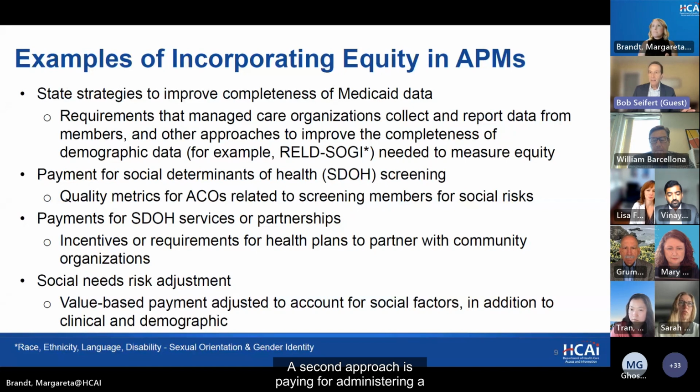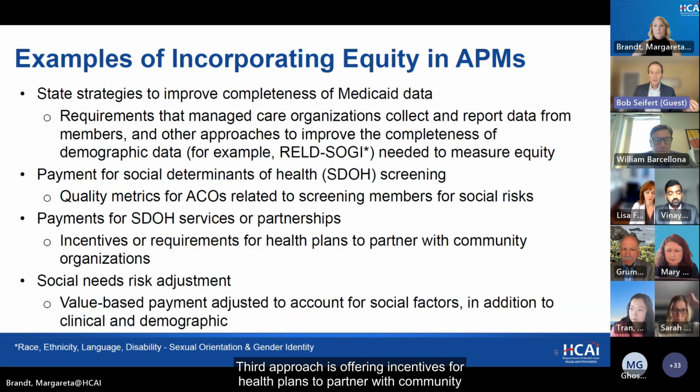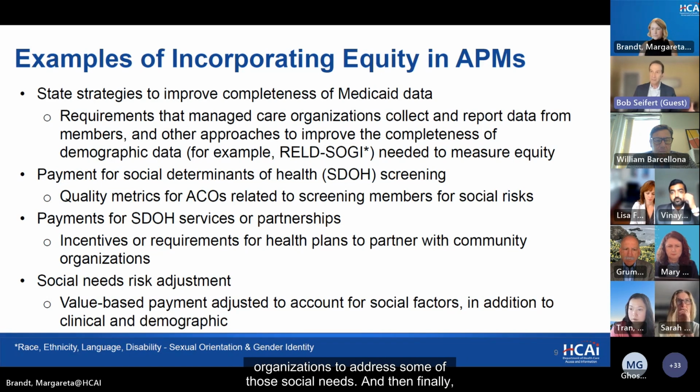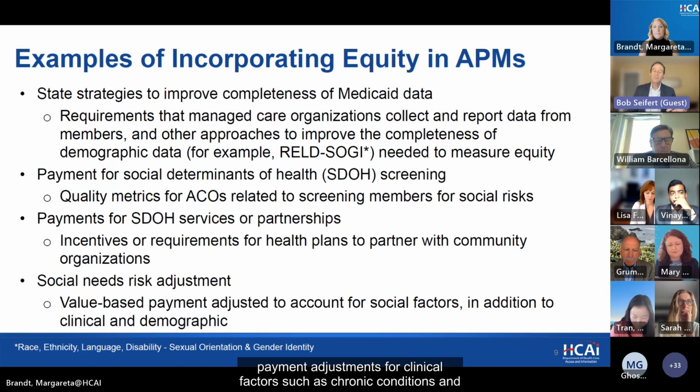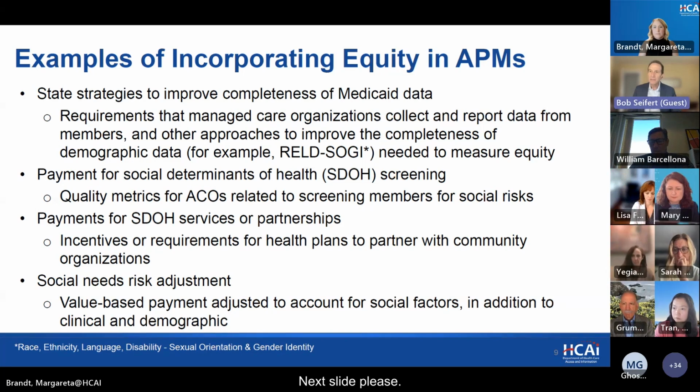A second approach is paying for administering a social risk screening tool to learn more about the social factors that members face. Third approach is offering incentives for health plans to partner with community organizations to address some of those social needs. And then finally, risk adjusting payments for social factors, in addition to the traditional payment adjustments for clinical factors such as chronic conditions and for demographic characteristics like age and location. Adding to that, a risk adjustment for explicitly social factors. Next slide, please.